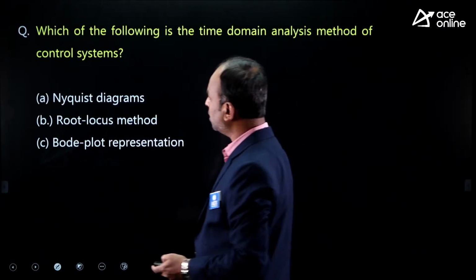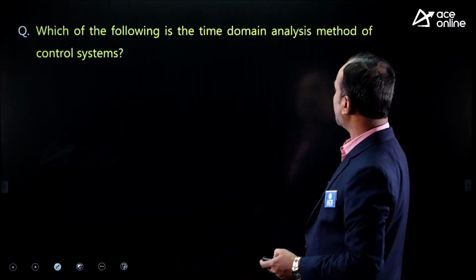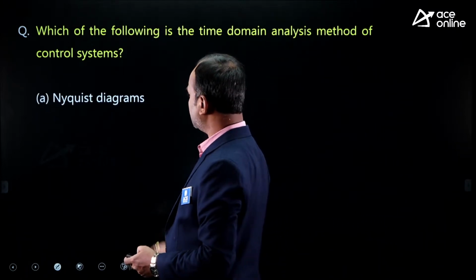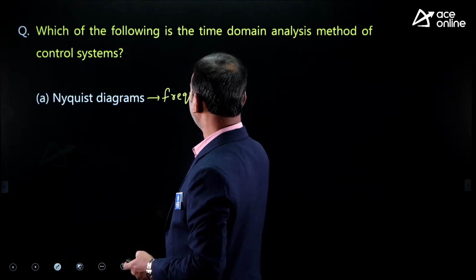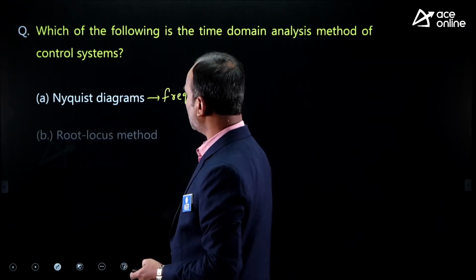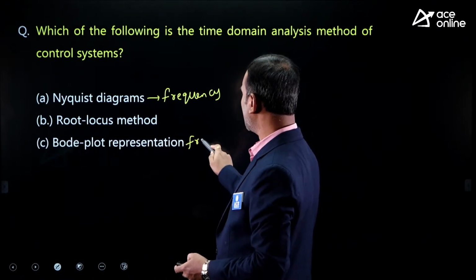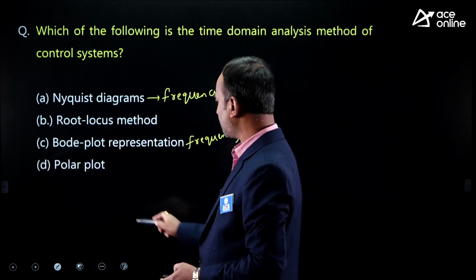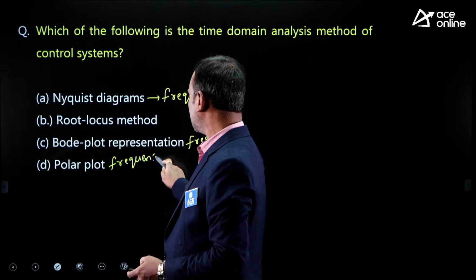Now, what is the question? Which of the following is a time domain analysis method of the control system? Nyquist diagram: it is a frequency domain method, no doubt, because it is a graph with respect to omega. Bode plot is also frequency domain. Next, polar plot is also frequency domain, because it is a graph with respect to omega. Now, next one.